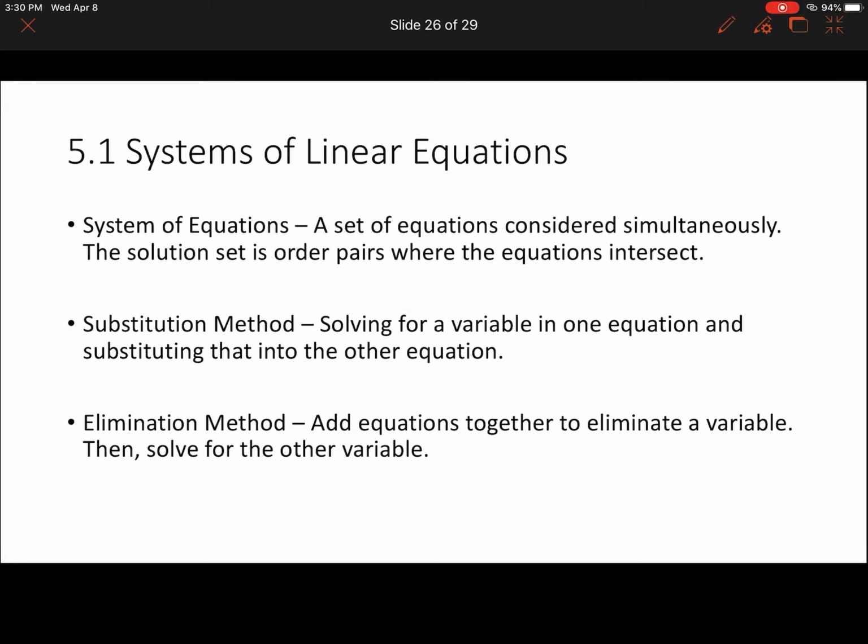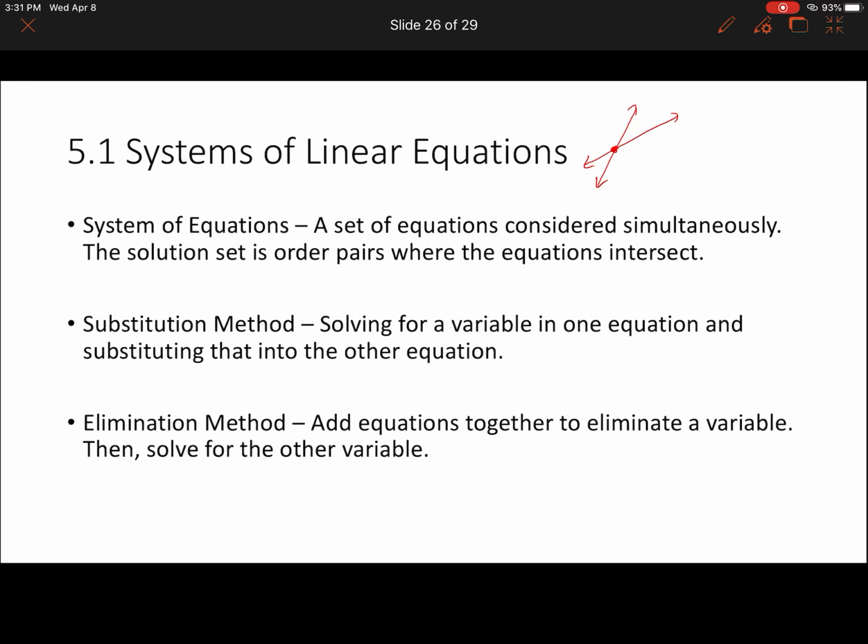So last section, section 5.1, deals with systems of linear equations. Now, a system of equations is a set of equations that we consider simultaneously. And the solution set is an ordered pair where the equations would intersect. For example, if you graph one equation and graph another equation, the solution to the system is this ordered pair where those two lines would cross, where they would intersect.